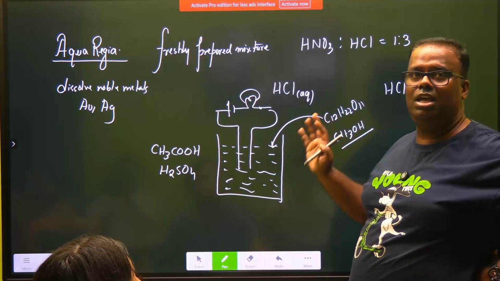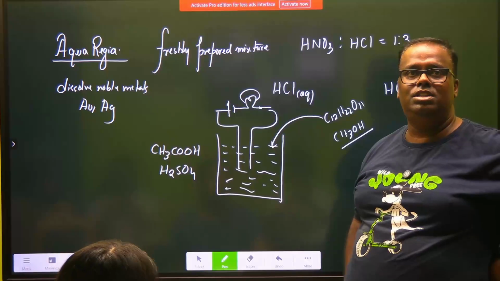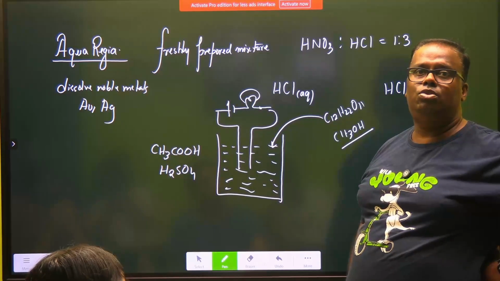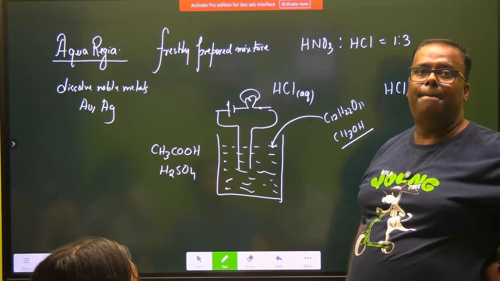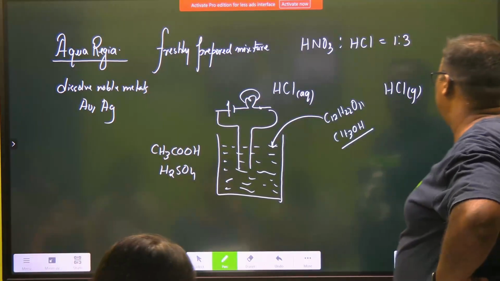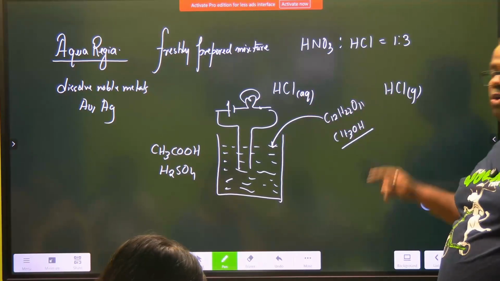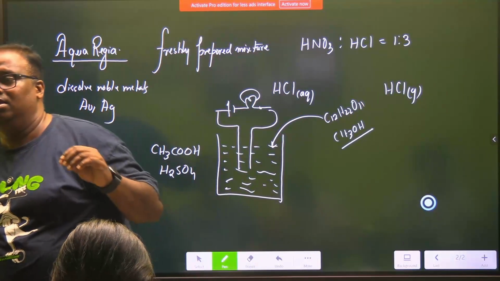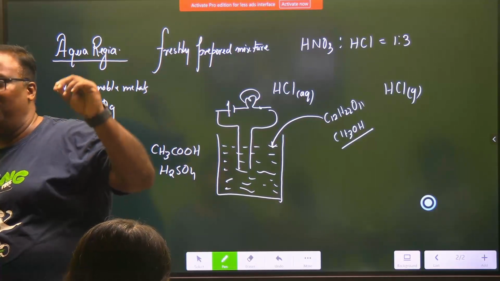Is this explanation understood by everyone? Is there any doubt? Which? The HCl aqueous one. The HCl aqueous one. This one you want to say? Okay.